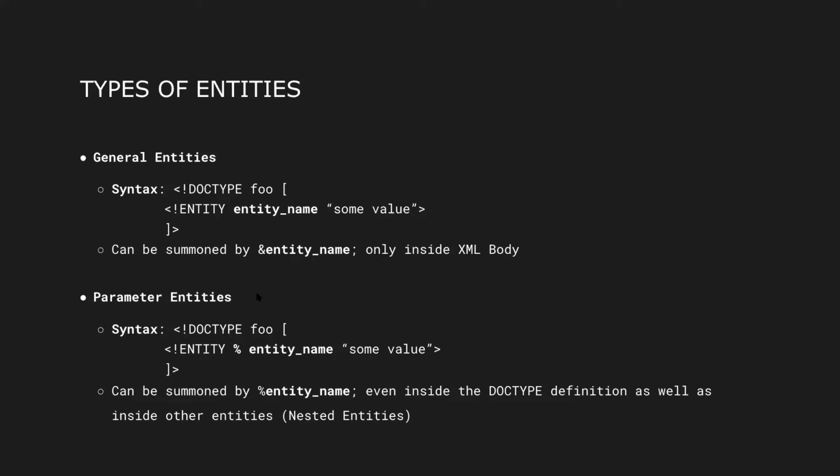Whereas in a parameter entity, the definition is almost similar, except we have a percentage sign. So ENTITY followed by a percentage and followed by the entity name and the entity value. The interesting part about parameter entities is that they can be summoned inside the doc type definition itself, whereas general entities cannot be summoned inside the doc type definition, and can only be used inside the XML body. So this is the calling convention, that is percentage and the entity name, for parameter entities. So now we understand there are two types of user-defined entities, general and parameter entities.